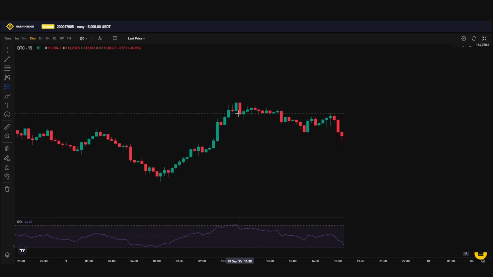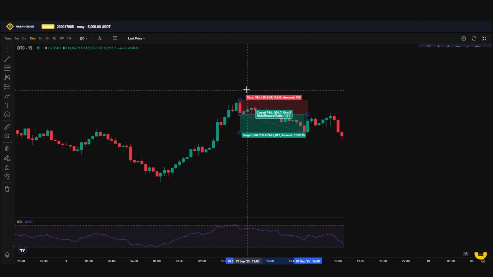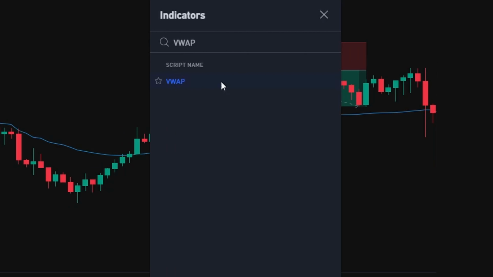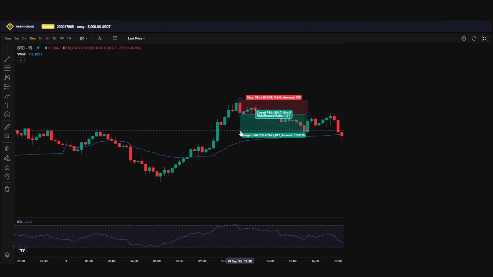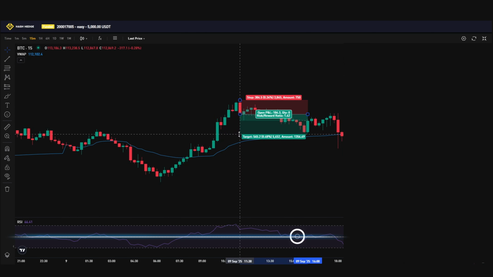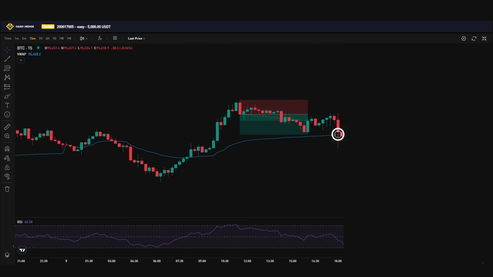Don't forget the stop loss, we place it above the top of the candlestick pattern. For take profit, you can use the VWAP indicator. You can secure 50% of the profit when price returns to the RSI midline. Then, I'd secure the remaining 50% when price returns to VWAP.